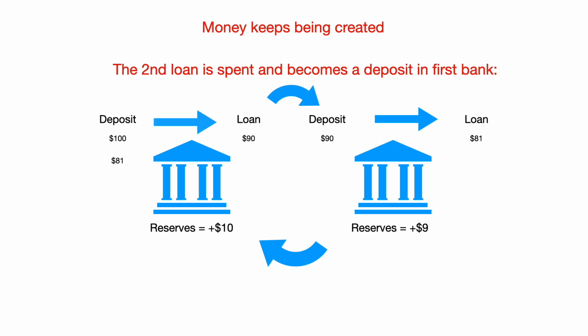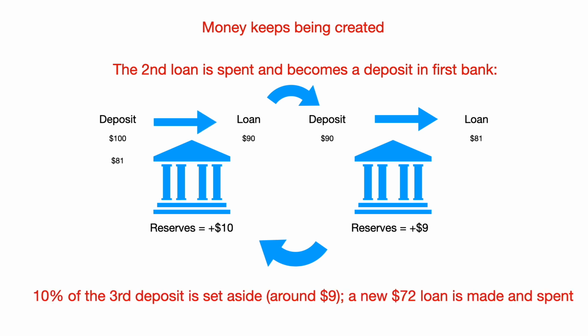This first bank then sets aside 10% of the $81 deposit, that is to say, roughly $9. The bank can grant another $72 loan. The loan will turn into a new $72 deposit into the account of the seller. The seller's bank will again set aside 10%, which is now $8. Look at the picture. You see that the first bank has $19 in reserves, while the second bank has $17.